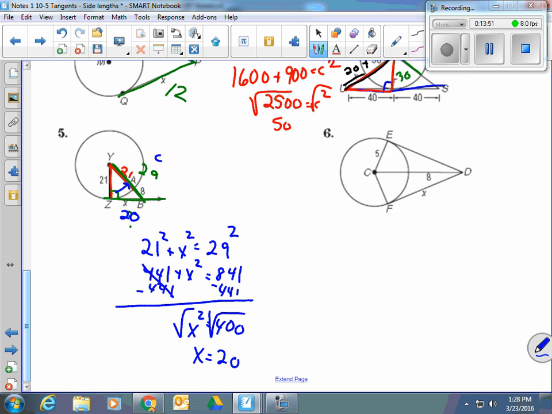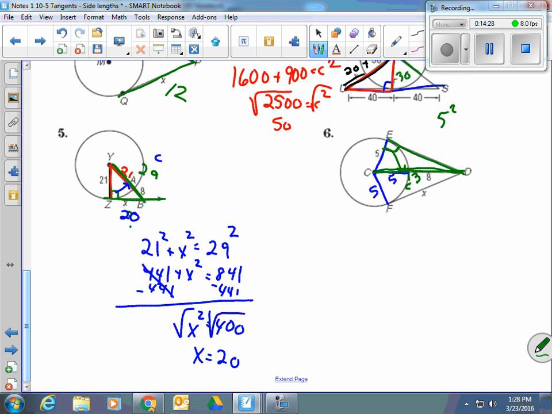Okay. Number 6, what's this line right here called? Radius. What's this line right here called? Radius. What's this line right here called? Radius. Okay, so those are all 5, right? Yeah. What would this line right here be called? Tangent. A tangent. What do you know about a radius and a tangent? 90 degrees. They form 90 degrees. So how big is this side right here? 13, absolutely. So this whole thing, 8 plus the 5, is my C, right?